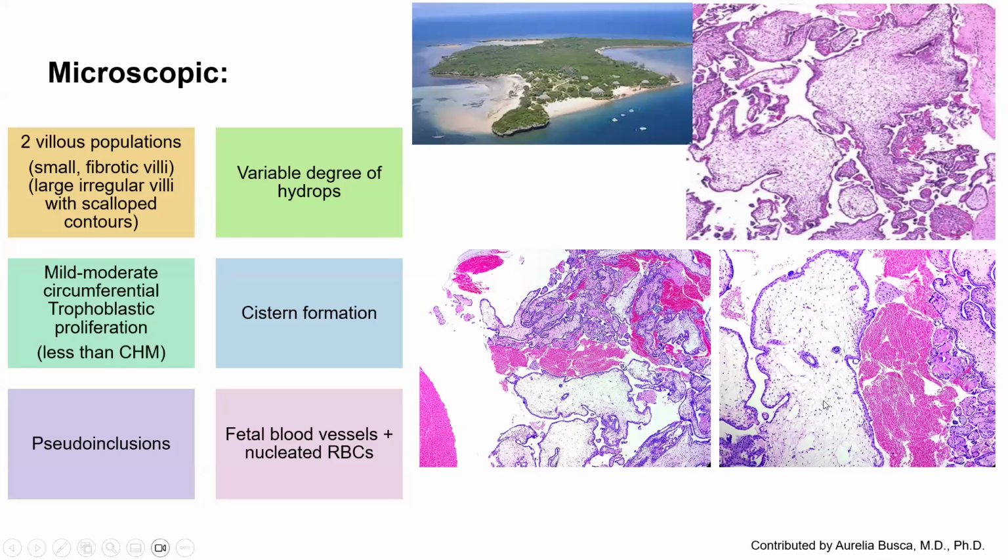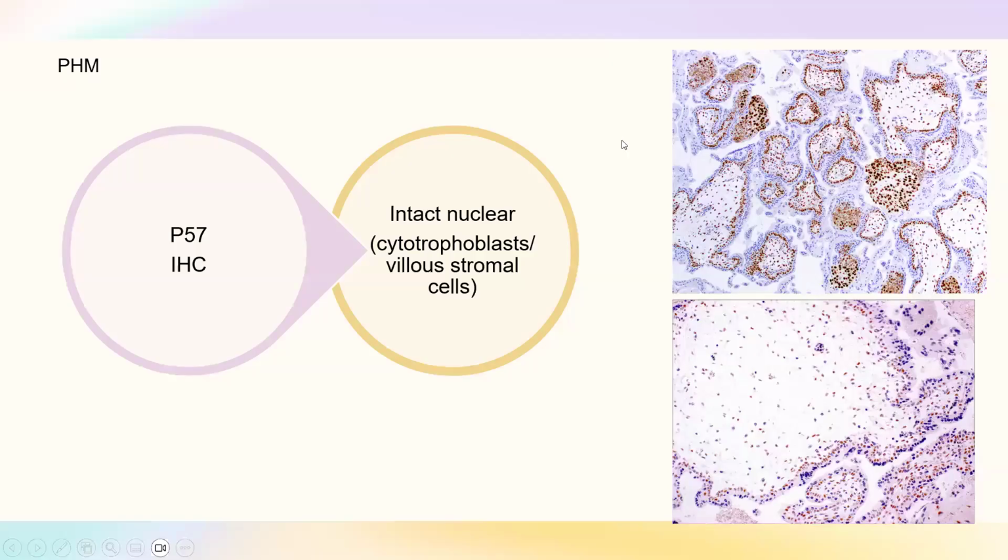You can see cistern formation. I don't want to go into so much detail because I know that clinicians are not so interested in that, but actually these are the important differences for us as pathologists. We can see fetal blood vessels and nucleated RBCs, as fetal parts have formed. So what's the role of P57? Now the P57 would be intact. We would have positive P57 in the cytotrophoblasts and in the stromal cells.